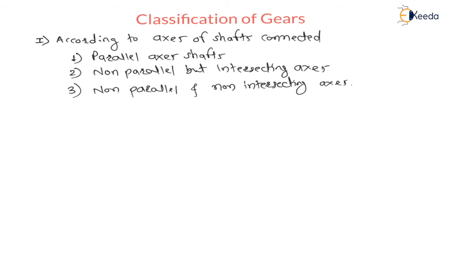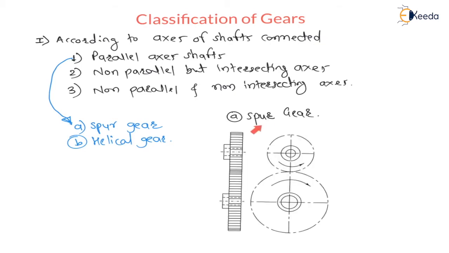In the first classification, that is parallel axis shafts, there are two types of gears. Number one is spur gear and number two is helical gear. Spur gear and helical gear are classified as parallel axis shafts. Now let us understand the spur gear. In the case of spur gear, you can see the diagram. Pure rolling motion can be transferred between two mating gears.